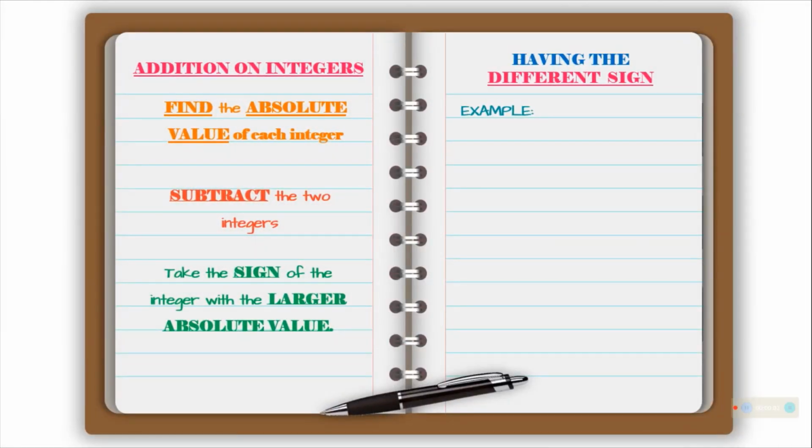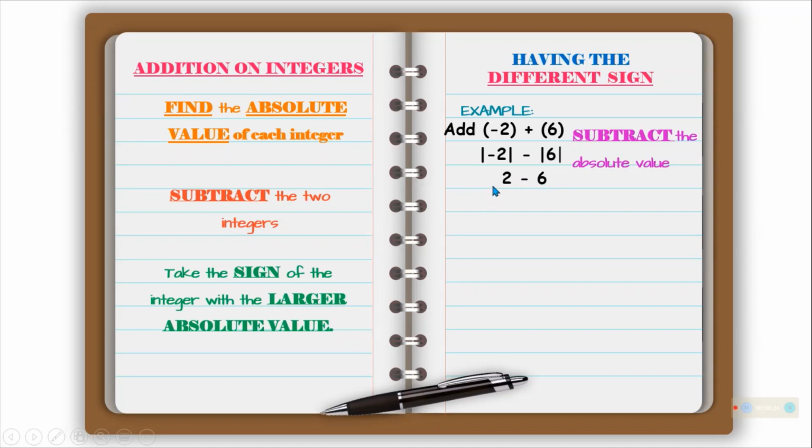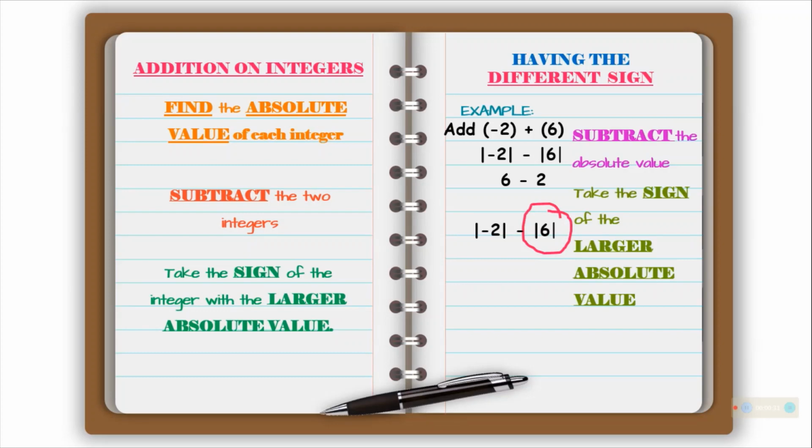Another example, add negative 2 plus 6. Subtract the absolute values. The absolute value of negative 2 is positive 2 and the absolute value of positive 6 is also positive 6. So, 2 minus 6. So, kung nahihirapan kayong i-minus yung maliit sa malaki, so pwede naman natin siyang baligtarin. So, 6 minus 2 is equal to 4. Then, take the sign of the larger absolute value which is positive. So, the answer is positive 4.